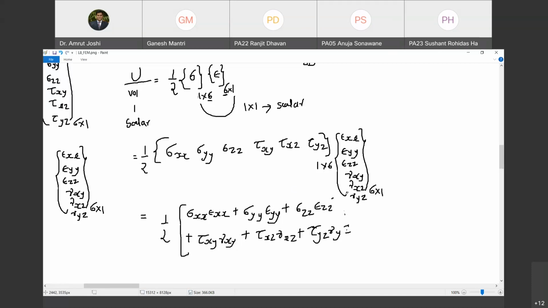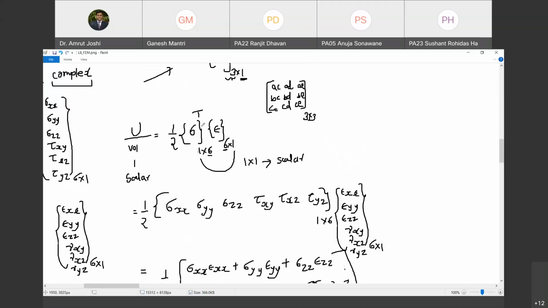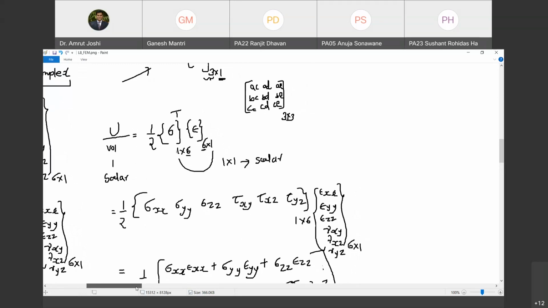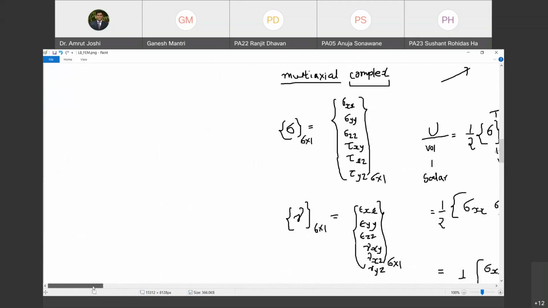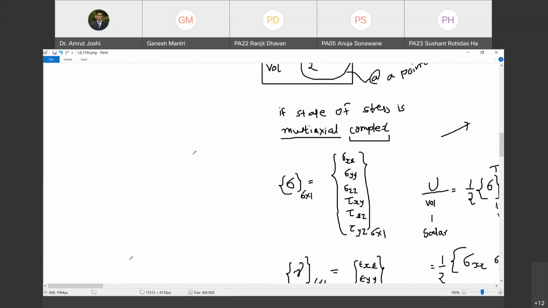So that's what we wanted physically. The corresponding stress component should be multiplied by the corresponding strain component. Therefore, half stress tensor transpose multiplied by strain tensor gives you the strain energy stored per unit volume. Are you convinced with this? Are you with me, Anuja?